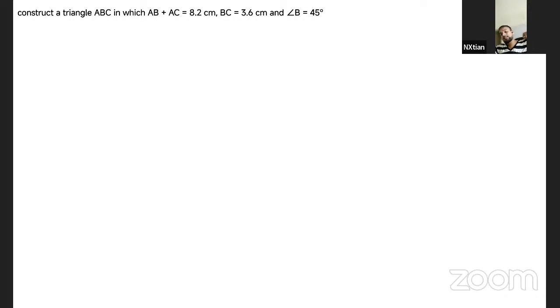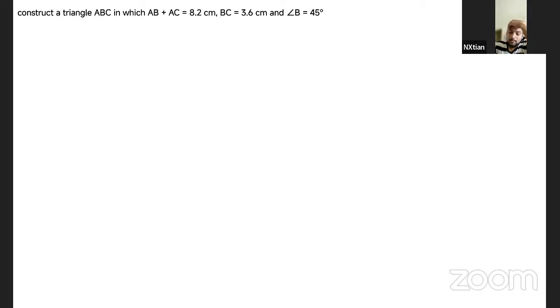Okay, so this is the question. You need to construct a triangle in which the angle B is given, which is 45 degrees, and AB plus AC is given. Joshua, do you have a geometry box with you right now? Yes, sir. Compass, scale, pencil, everything. Very good. Okay, so now we have to draw this diagram. How will you draw this?